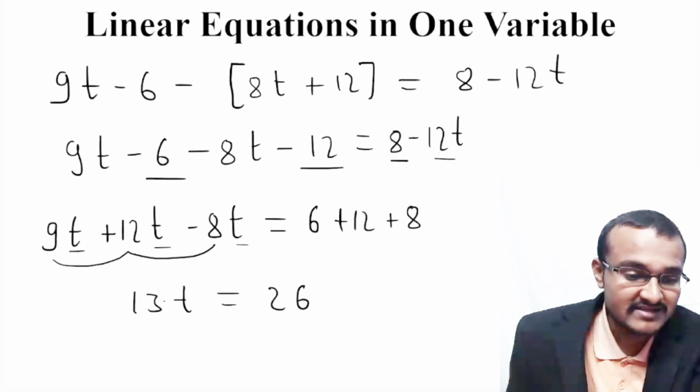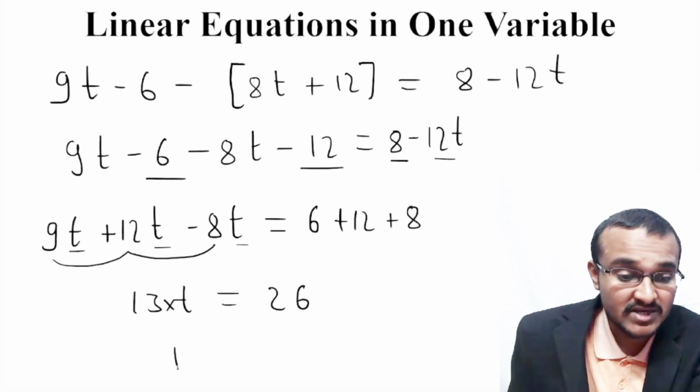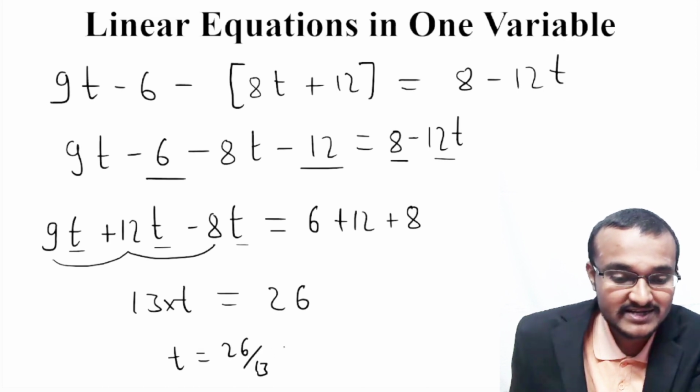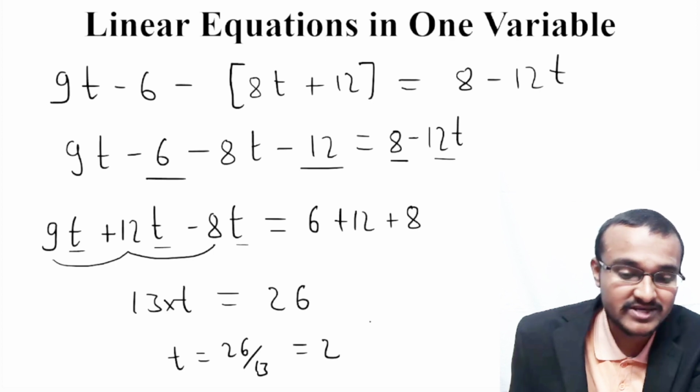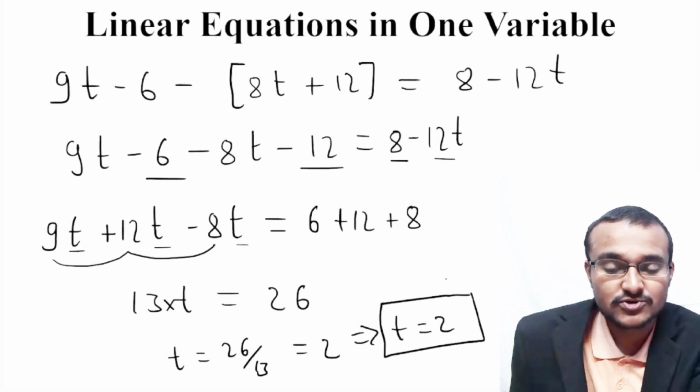So now you can bring this 13 to RHS. So that will become divided by 13. So t will be equal to 26 divided by 13. So 13 ones are 13, 13 twos are 26. So t is equal to 2. So the answer which you have got after solving this particular equation is t is equal to 2.